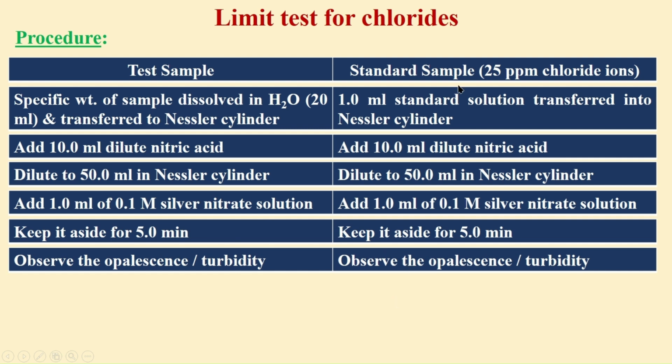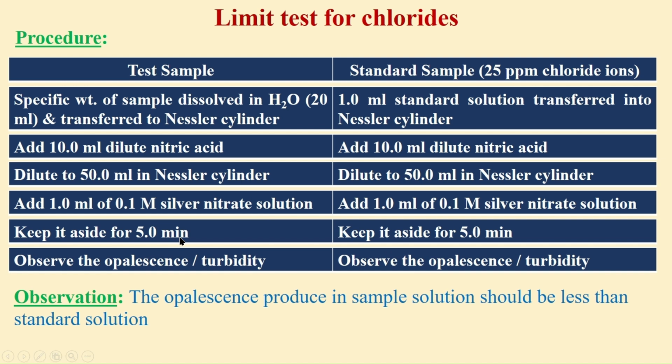In the standard solution, we have 25 parts per million chloride ions. It gives a standard opalescence. If the opalescence of our sample is lesser than that produced by the standard solution, then it indicates that the chloride ions are within the limit, that is 25 parts per million.